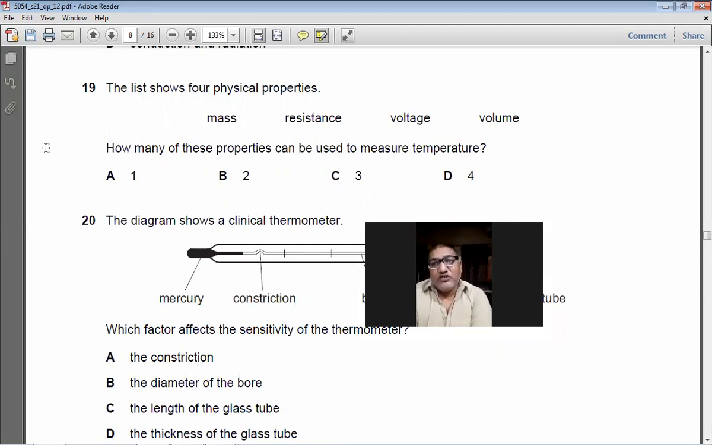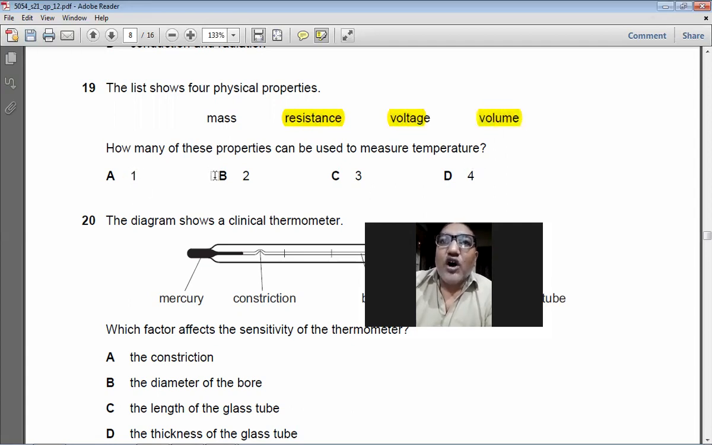So voltage can be used. Volume, the volume of the mercury, you know, when the temperature rises, the volume of the mercury increases, and that is used in the thermometers, the clinical thermometers and laboratory thermometers. So resistance, voltage, and volume are those characteristics which change with the change in temperature, and they are used for making thermometers. The one thing which cannot be used to make a thermometer is the mass, because the mass is not affected by the temperature. So there are three things which are used for making thermometers. These are the 3 things.